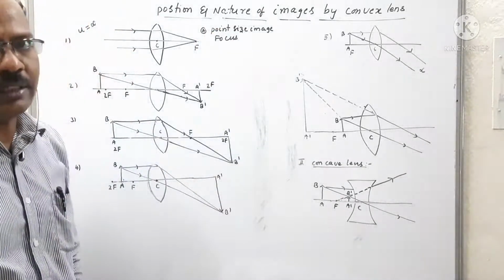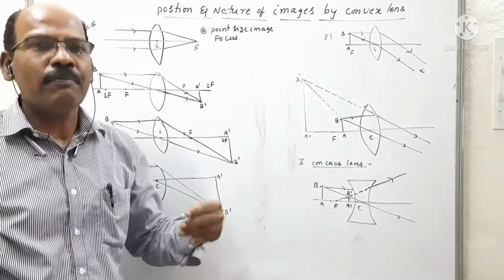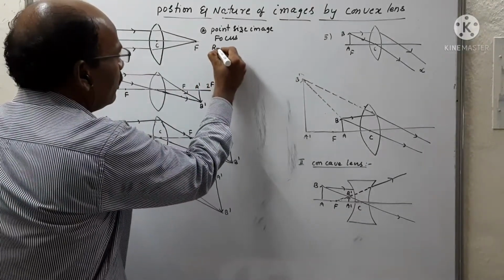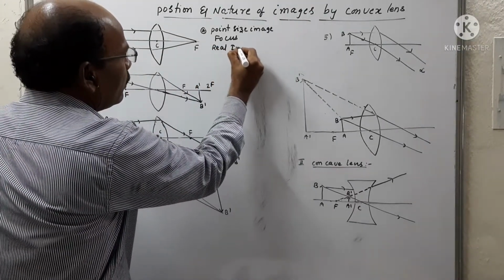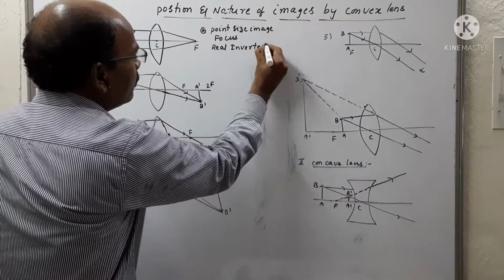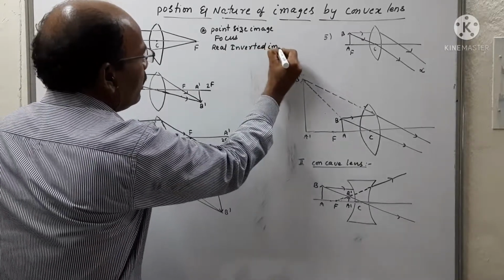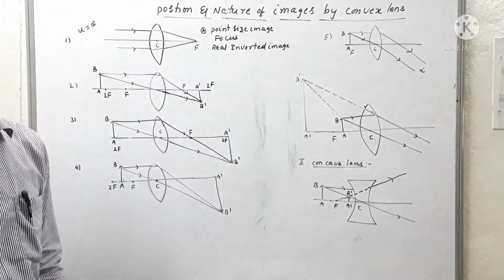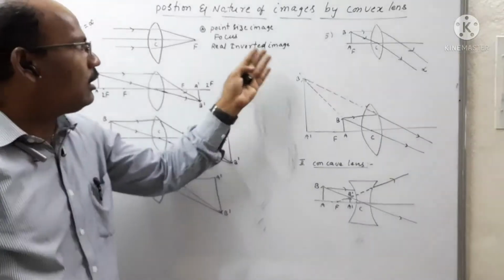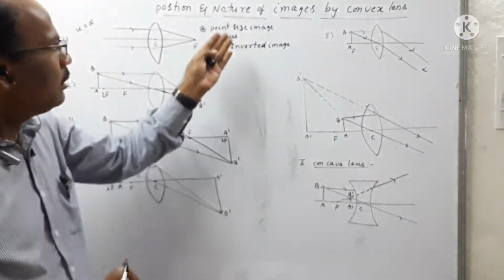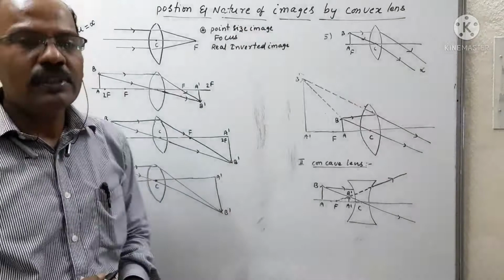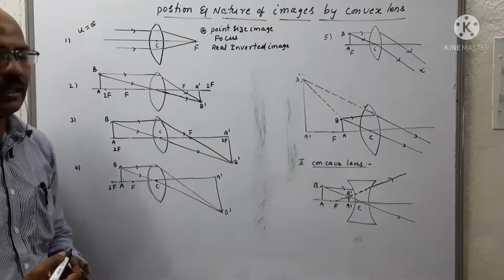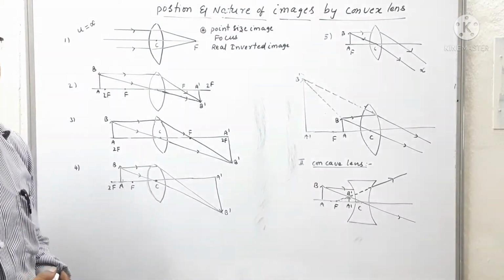And what is the nature? Whether it is real, inverted or virtual, upright. So this is a real, inverted image. So when the object is at infinity distance, the image formed by the convex lens is real, inverted and point size image which is formed at its focus. So this is the first condition of formation of image by convex lens.